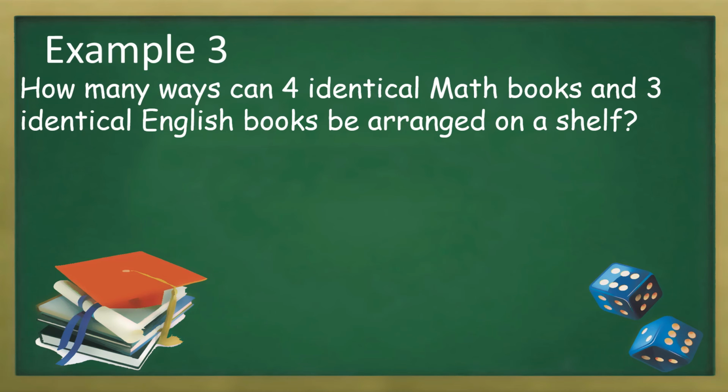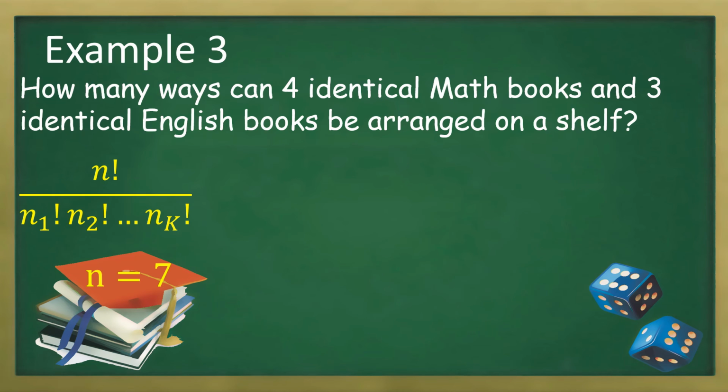So since we have here identical objects, we're going to use distinguishable permutation, and the formula is n factorial over n sub 1 factorial, n sub 2 factorial up to n sub k factorial. Then after this, we're going to identify the n, which is the number of objects that we're going to arrange. So since we have 4 identical math books and 3 identical English books, we're going to arrange 7 books. So our n is equal to 7.